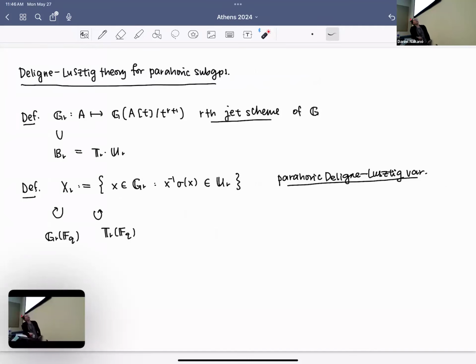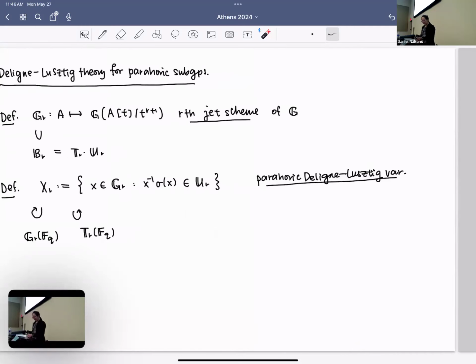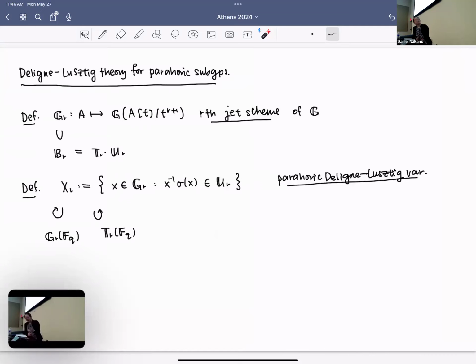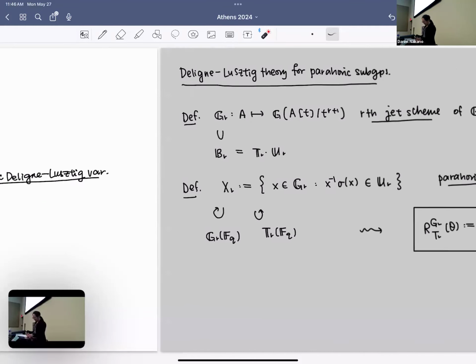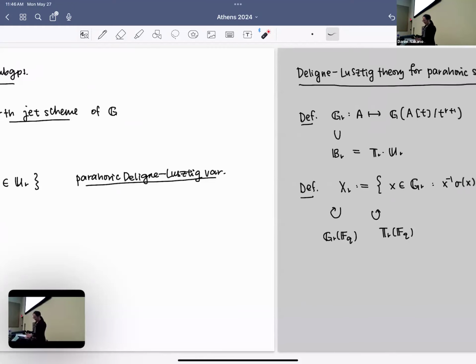And so this was defined by Lusztig in maybe 2009 or so. And then it was generalized to a mixed characteristic setting by Alexander Stasinski. And then this was considered by myself and my collaborator, Alexander Ivanov, in a context where one needs to study representations of p-adic groups. So I'll say a little bit about that in maybe one or two slides.